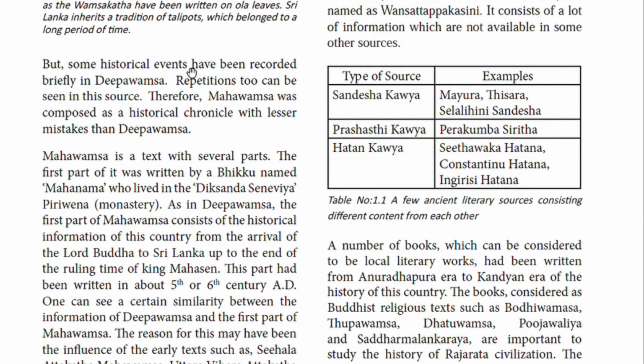Some historical events have been recorded briefly in Deepavamsa. Repetitions too can be seen in this source. Okay, you know the meaning of repetitions. Therefore, Mahavamsa was composed as a historical chronicle with fewer mistakes than Deepavamsa. If we compare the Mahavamsa and Deepavamsa, we can see fewer mistakes in Mahavamsa.